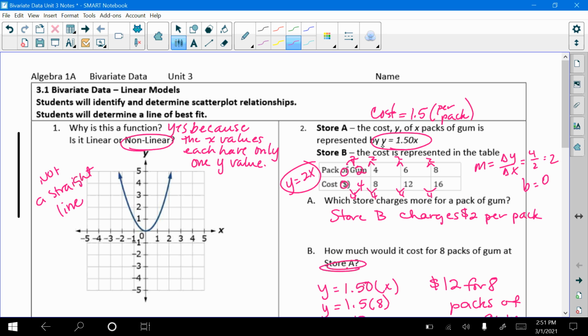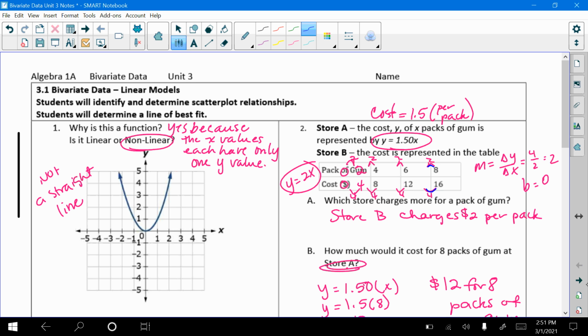Store A, this is y equals 1.5x. So the cost is equal to $1.50, that's the cost per pack times the number of packs. So then on store B, we're going to have to go from the table and make an equation. On this, we found the change of y each time and the change of x each time. The change of y is 4, and the change of x is 2 each time. So we have 4 over 2, which is just 2. So my slope is 2.